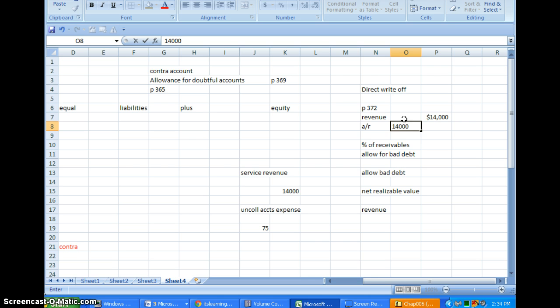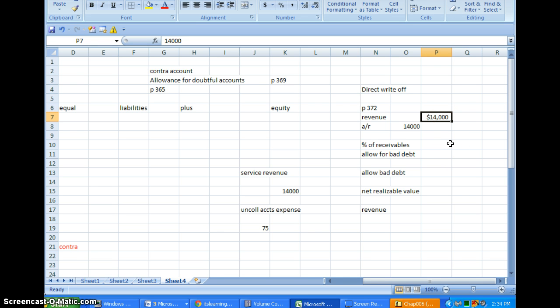Now, you book this and you know that a small portion of this is going to be written off as bad debt. So as you can see below, on page 372, the horizontal financial model shows accounts receivable, $14,000, retained earnings going up $14,000, revenues $14,000, no expenses, net income $14,000.